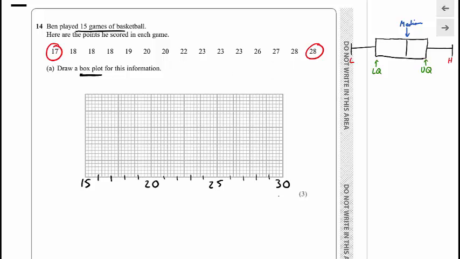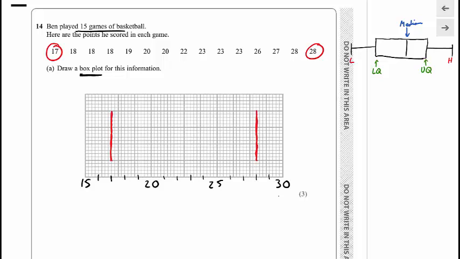So now I've drawn my individual values on, I can really easily plot my 17 because my 17 is clearly going to be there. And of course you should be using a ruler, but unfortunately on this tablet I can't use a ruler. Okay, so I'm just going to have to do my best. Okay, and my highest value is 28, so that's there to my reckoning.